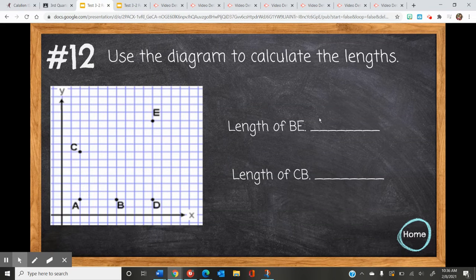Number 12, use the diagrams to calculate the lengths. Now, the first length they're asking us to calculate is the length of BE. Now, length BE is going to be right here. It's going to be from point B to point E.